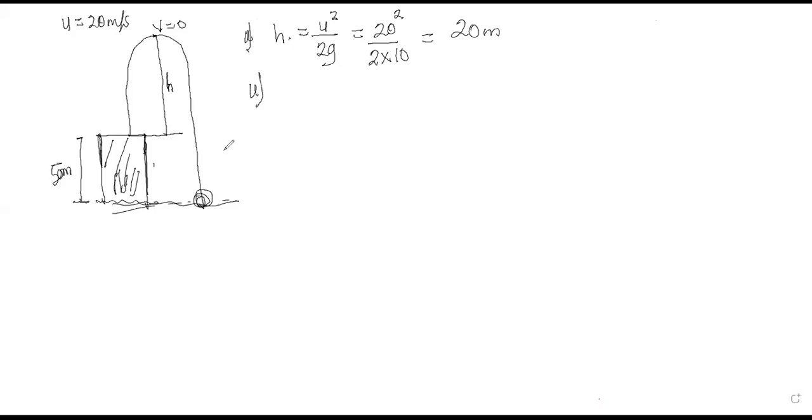The time it takes to reach the maximum height. Since it's a vertically upward motion, of course, T will be equal to U over G. So this will be equal to 20 divided by 10, which is 2 seconds.